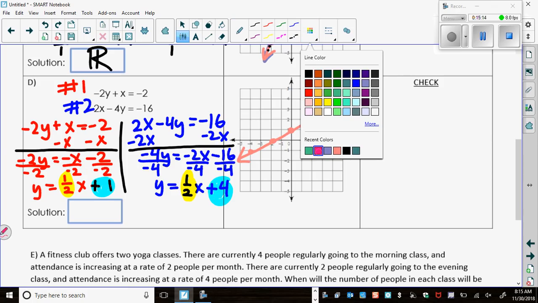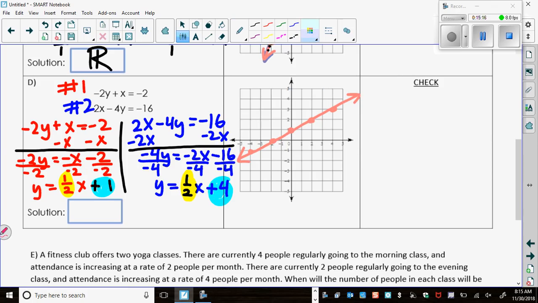Oh, make this color. You want to use a different color. 0, 4, and up 1 to the right 2. Well, that's it for that side, and I just have to follow the different pattern to figure out the rest.